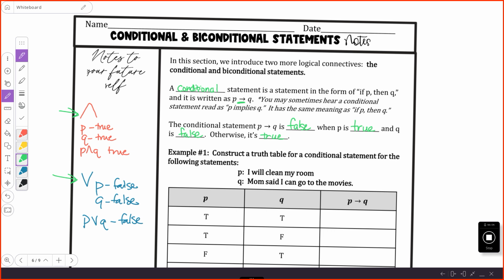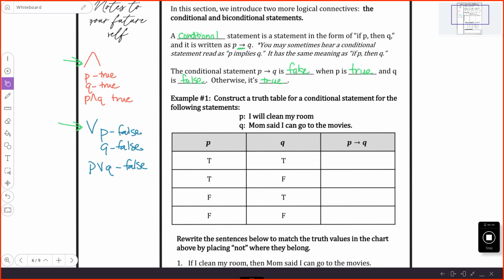So they're making this statement that if P is true, now, this is what I was saying about we don't know if it's true or not, because we don't know whose mom this is, and we don't know if she said that they could go to the movies. But if Mom said that if I clean my room, I can go to the movies, if P is true and Q is false, I'm going to look on my truth table and find that place. On my truth table, that is given right here. P is true and Q is false.